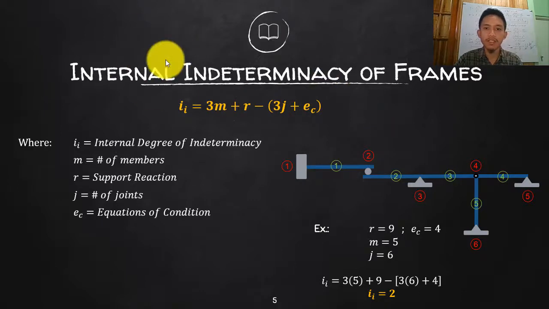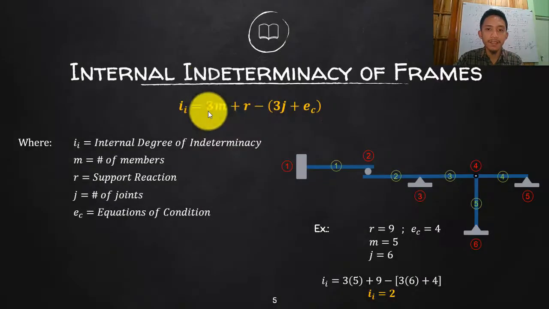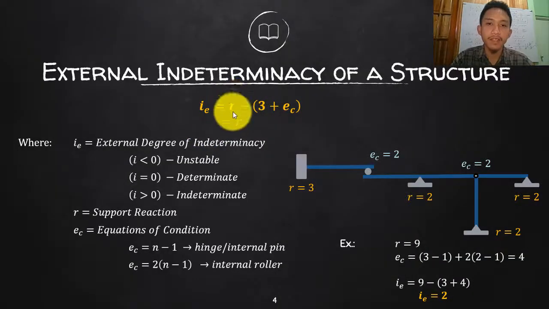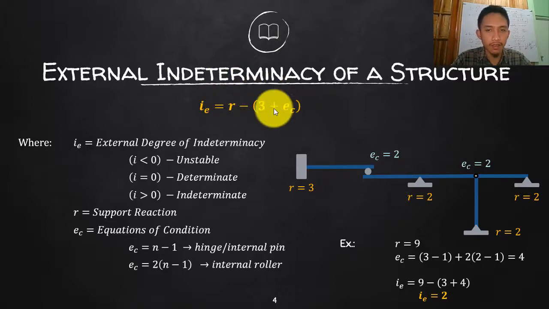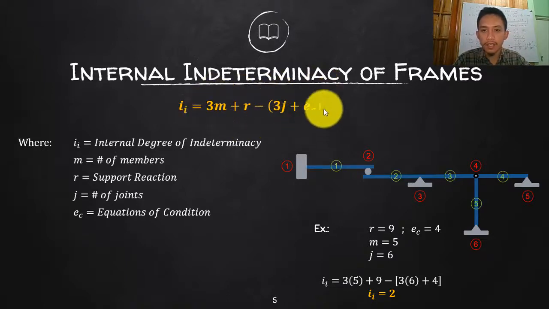For frames, this is the formula. Let's change that one to sub I, which means internal. A while ago that was sub E, which is external. So 3m plus r. We are talking here of the reactions, and reaction minus the equations always gives you the degree of indeterminacy. This 3m plus r is actually the reaction, wherein r is the external reaction and m is the member reactions, or the member forces, or the number of members that will react and support the load.